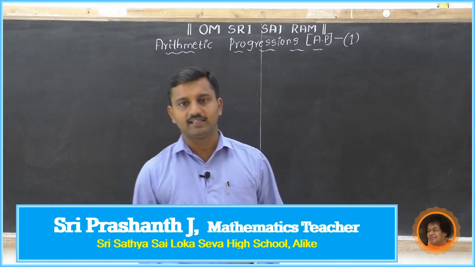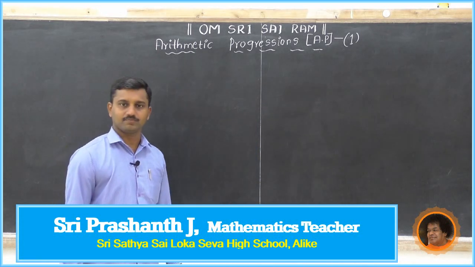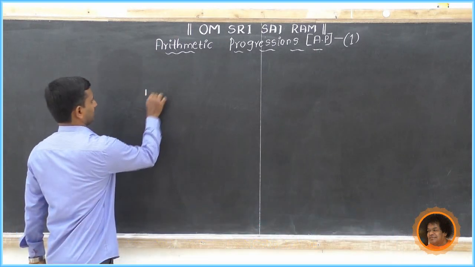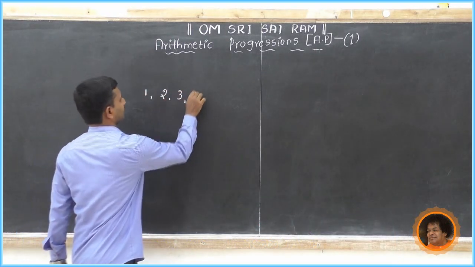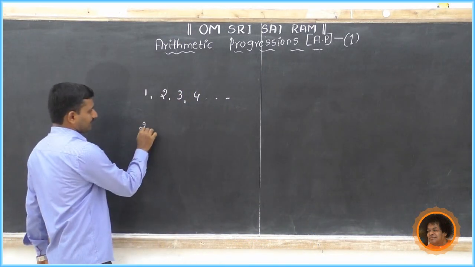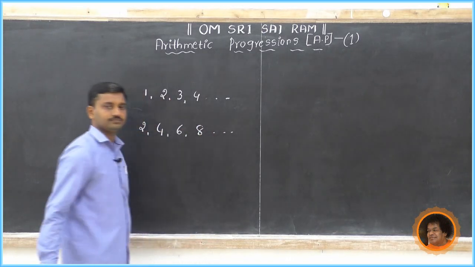Today I shall take the 10th Maths first lesson, Arithmetic Progressions. Now let us consider some lists of numbers. 1, 2, 3, 4, and so on. And one more example, 2, 4, 6, 8, and so on.